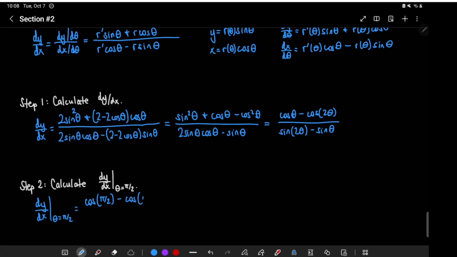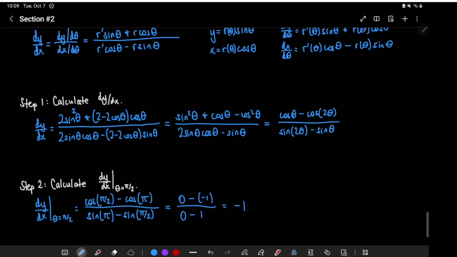Cosine of 2 theta would then be cosine of pi for that term. Similarly, down here, you'd get sine of 2 theta is sine of pi, minus sine of theta, so sine of pi over 2. And, okay, cosine of pi over 2 should be 0. Cosine of pi should be negative 1. Sine of pi is 0. And then sine of pi over 2 is 1. So I should get negative 1 for the slope.